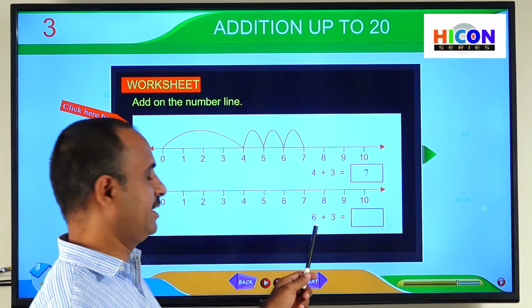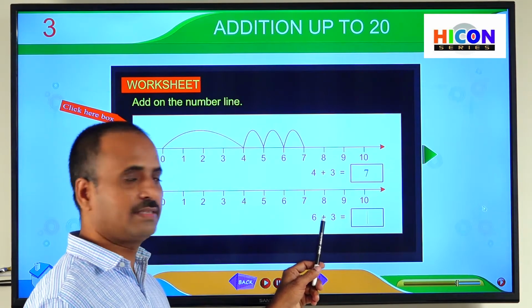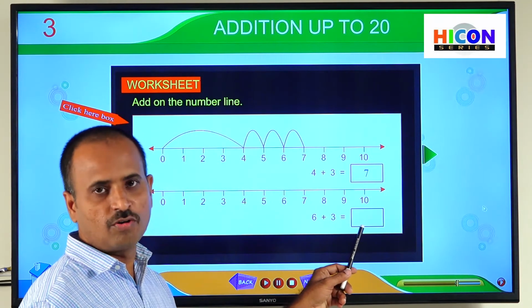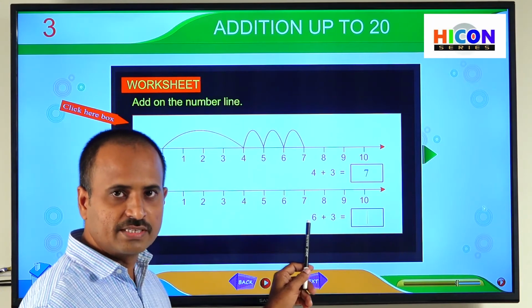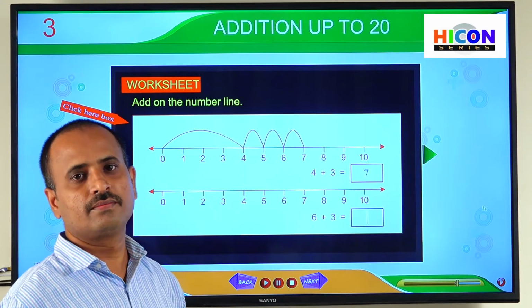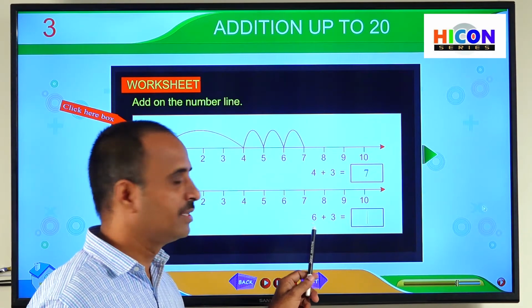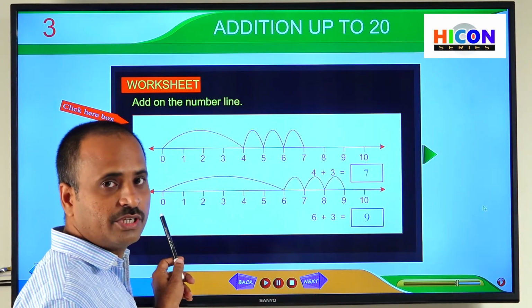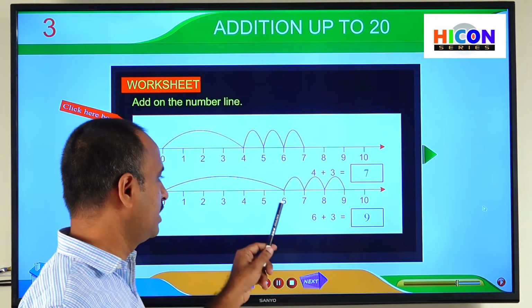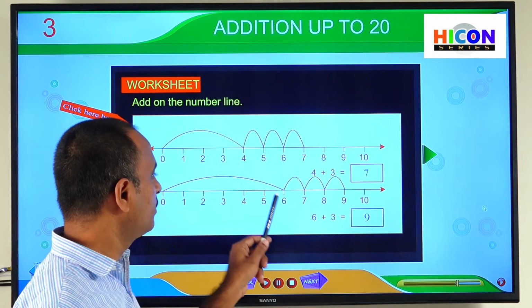And see the second problem. The second problem is 6 plus 3 is equal to how much? Again we have to do this addition on the number line and write the sum in the box. So what is the first number here? 6. So the first step is we have to start from 0 and move to the first number 6.